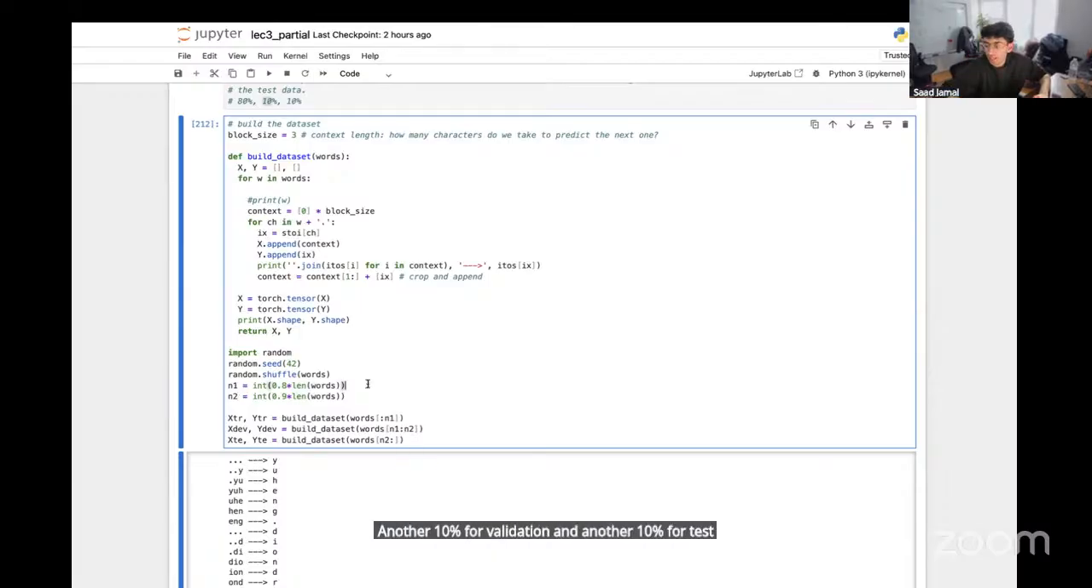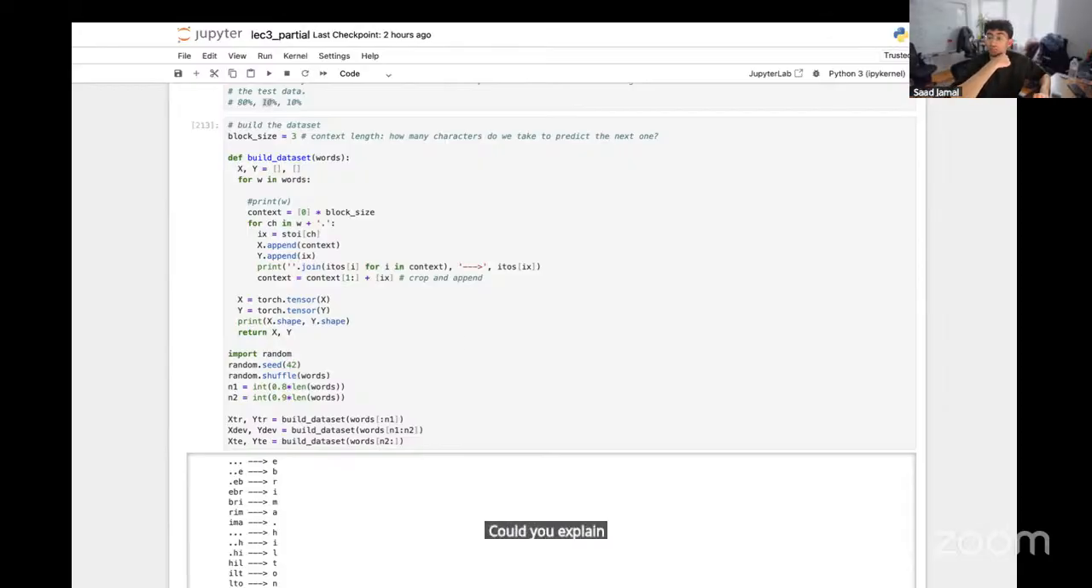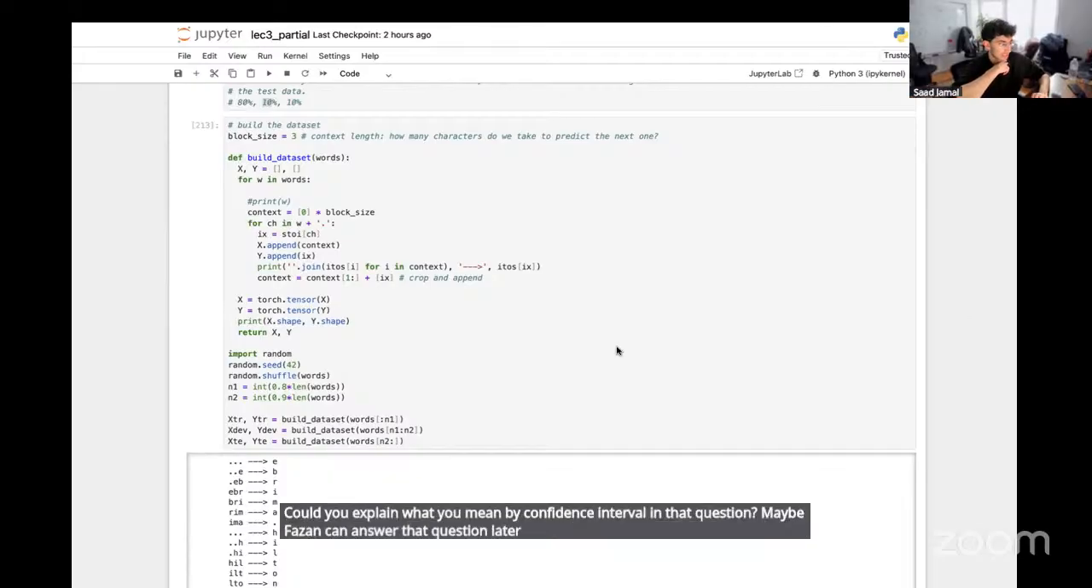All right. Okay, so if our values fall into, for example, 95% confidence interval, can we validate the weights? Could you explain what you mean by confidence interval in that question? Maybe Fazan can answer that question later. I'm going to kind of just keep going.